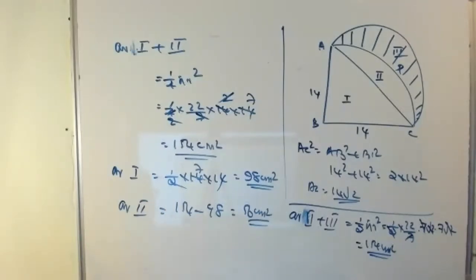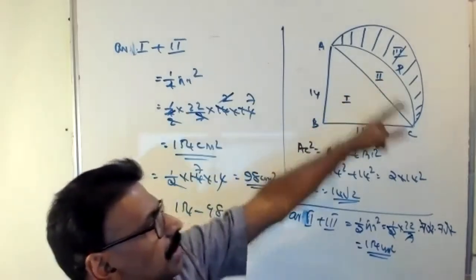AC square equal to AB square plus BC square. So 14 square plus 14 square equals 2 into 14 square. Hence, AC equals 14 root 2. Then after that, area of 1 plus 2. You mark it 1, 2, 3.